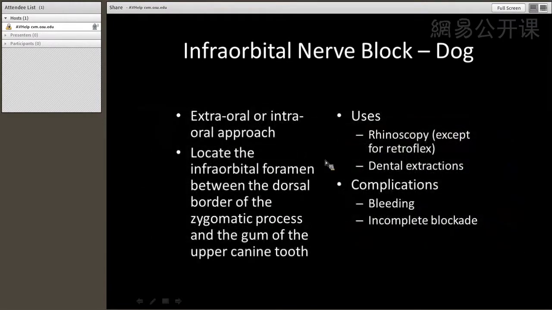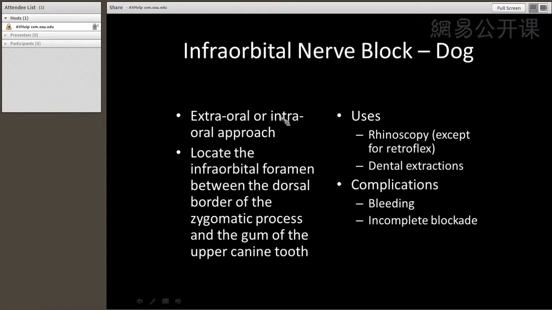So there are two different options for approaches for the infraorbital nerve block. You can do the intraoral or extraoral approach. The basic difference is that in both situations, you're going to go into the infraorbital foramen with your needle, but you're either going to go through the skin or you're going to go through the mouth. So what you need to do is locate the infraorbital foramen and then feed your needle into the foramen itself.